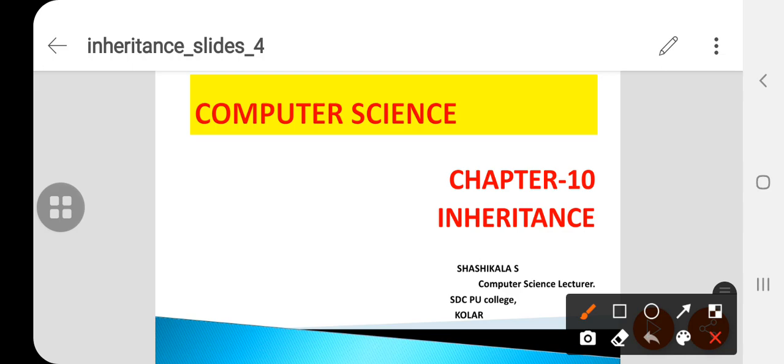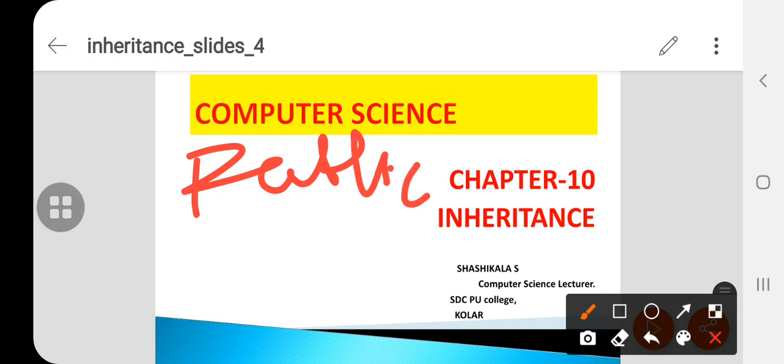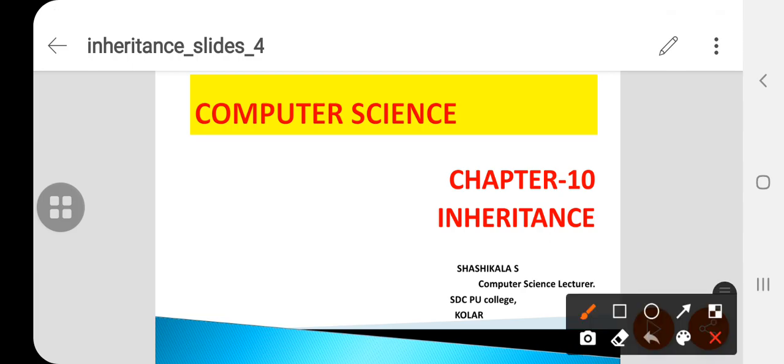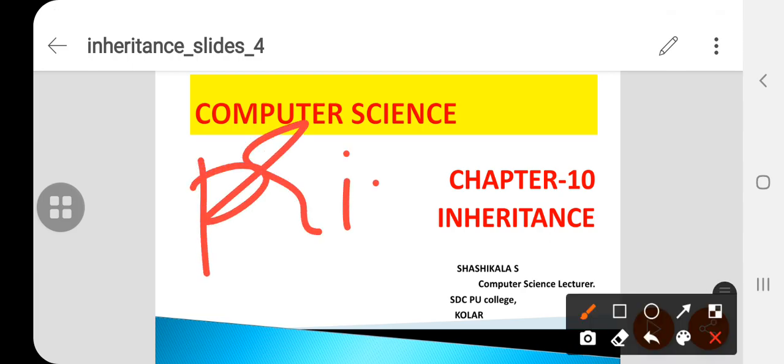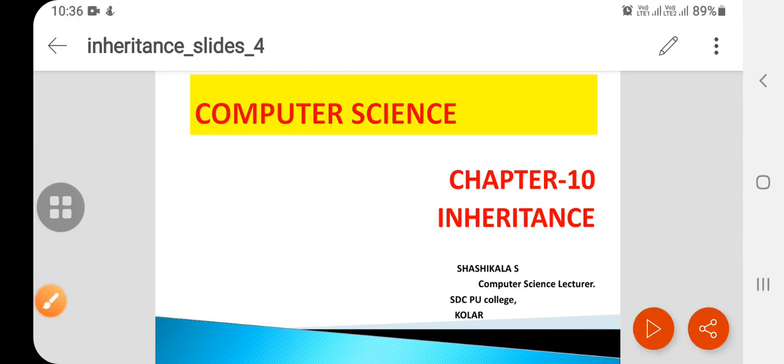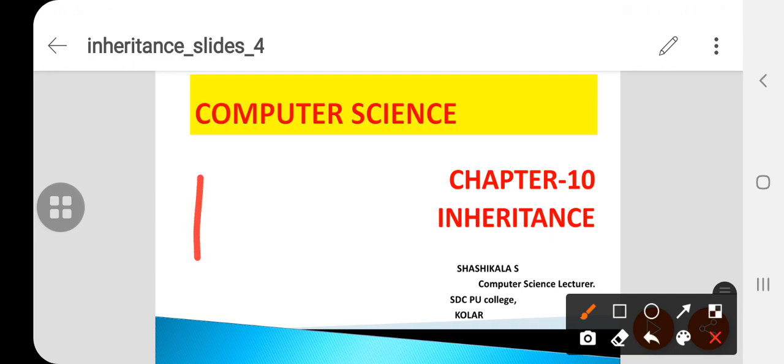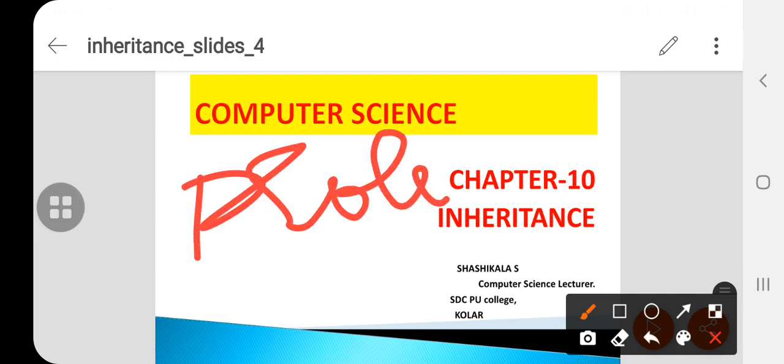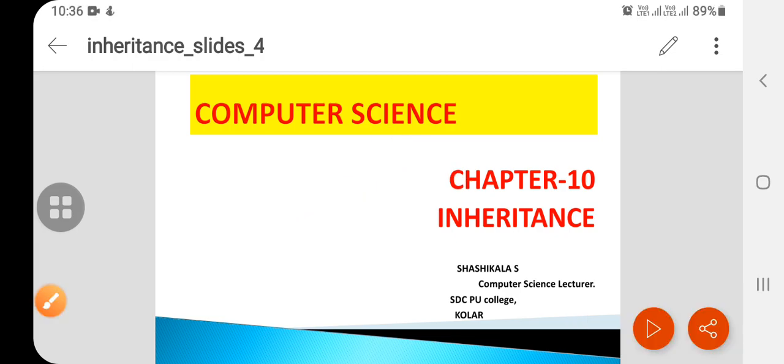Then what else did we discuss? We discussed how the inheritance properties can be accessed. One is that it can be accessed publicly. Then it can be accessed privately. Then it can be accessed in protected mode. So there are three modes in which it can be accessed. Now we will move on to today's concept.